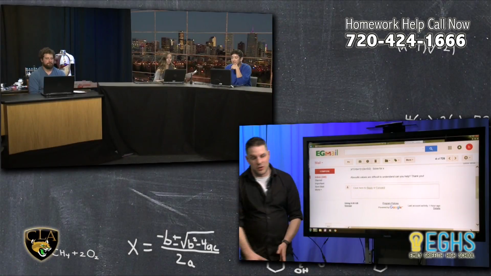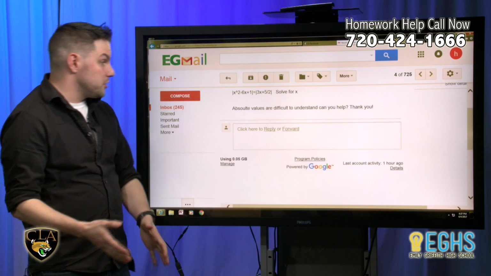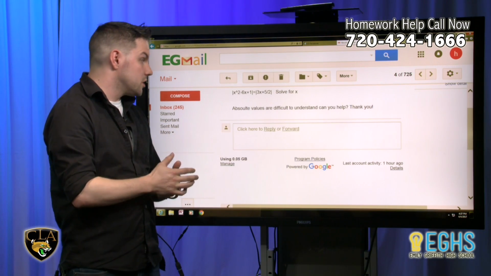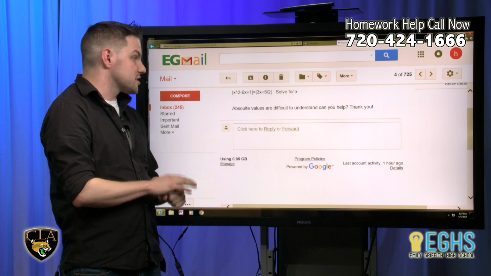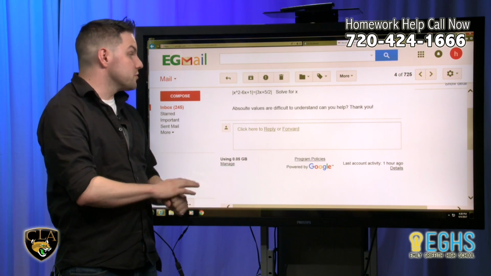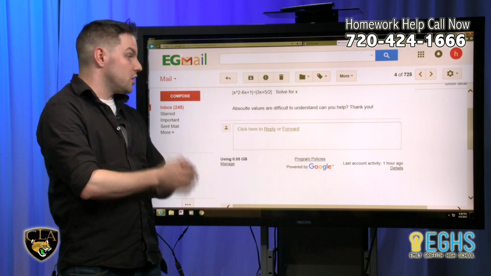All right, so we're going to start off with the math question here. It is an absolute value question. The absolute value of x to the power of 2 minus 6x plus 1 equals the absolute value of 3x plus 5 divided by 2. And you're supposed to solve for x.